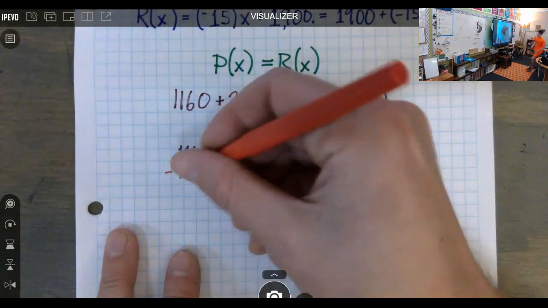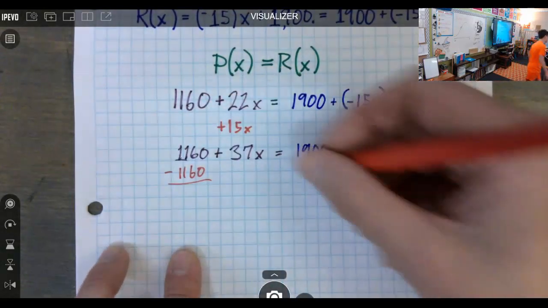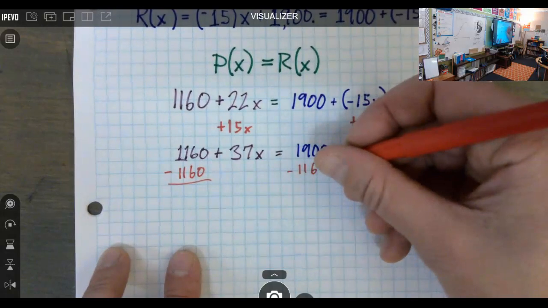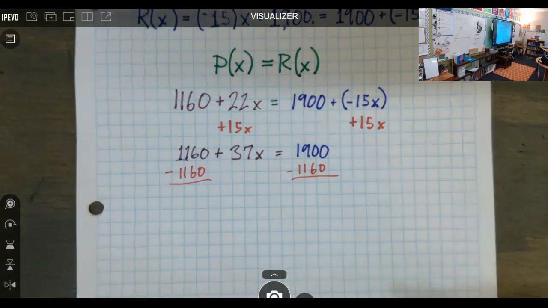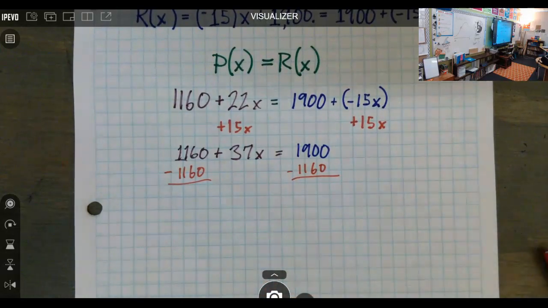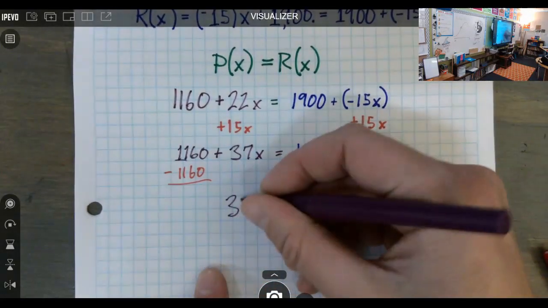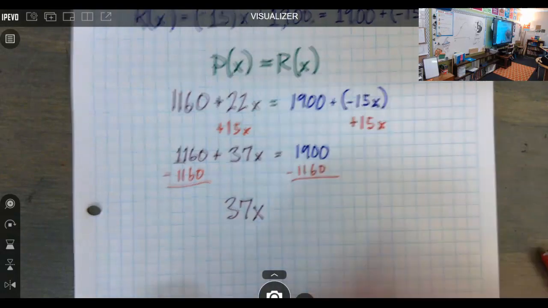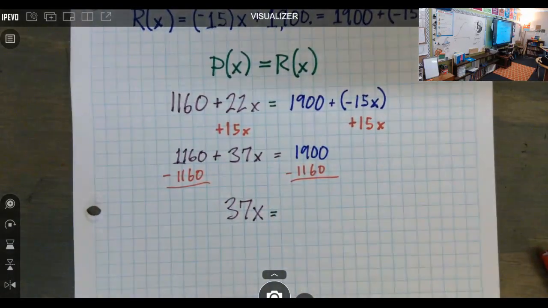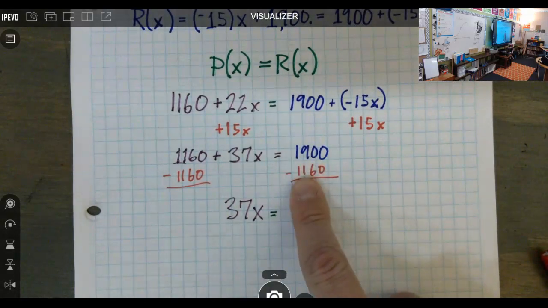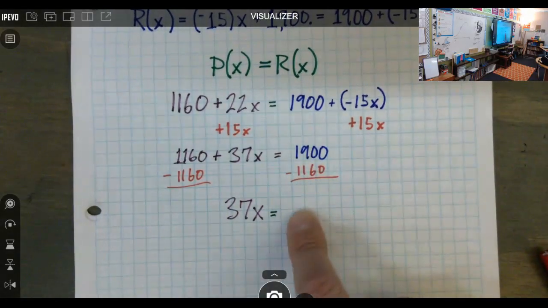Yeah, subtract 1160. We don't always have to say numbers out loud while we're working with them, but yeah, 1,160 you could get away with saying. See, that's what I say, but then I always butcher it. 37x is equal to, ooh, crap. I need some help. 800 minus 740. Thank you. 740.